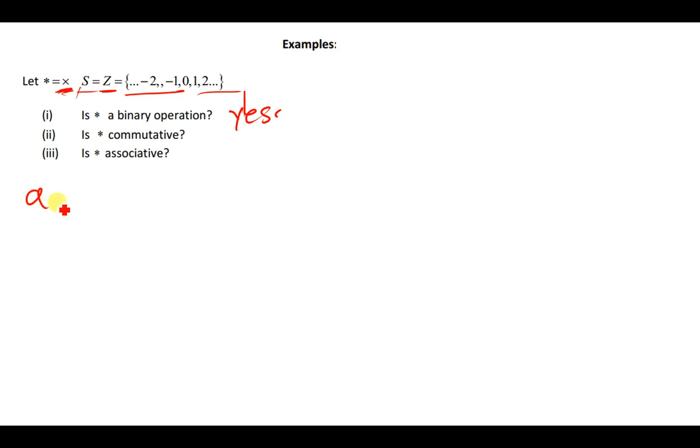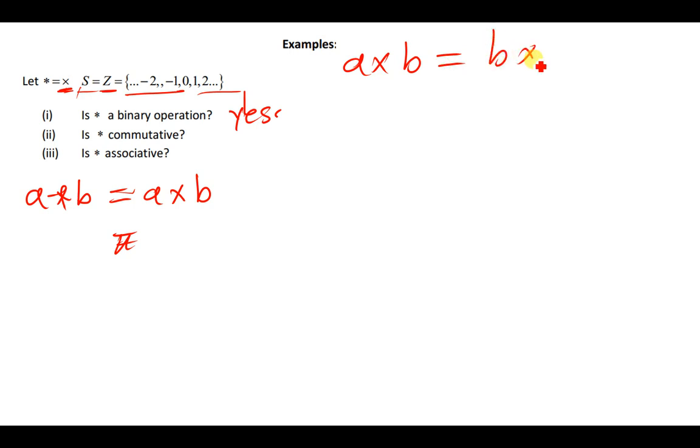So we have A star B. A star B is simply the same as A times B in our case, because we know that we are dealing with multiplication. So A star B is just the same as A times B. So we're trying to test if A times B is going to be equal to B times A.